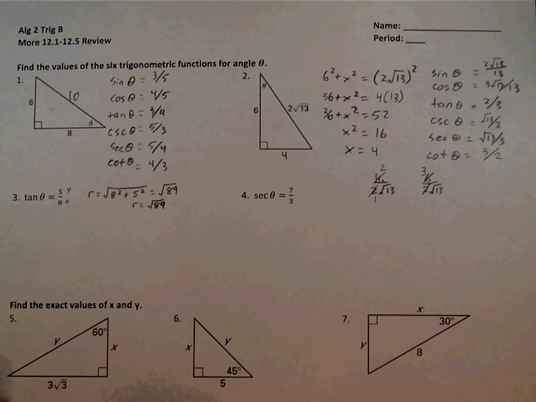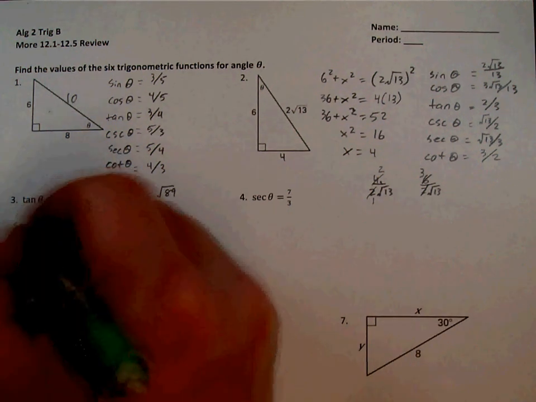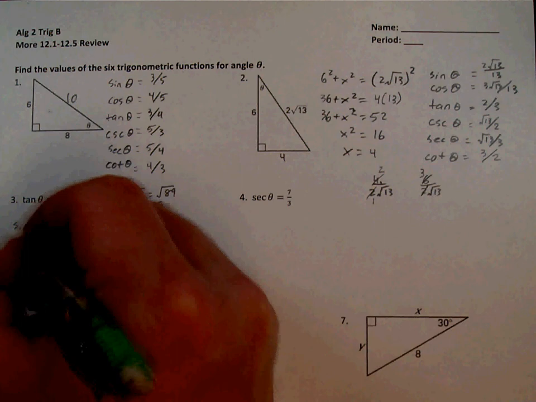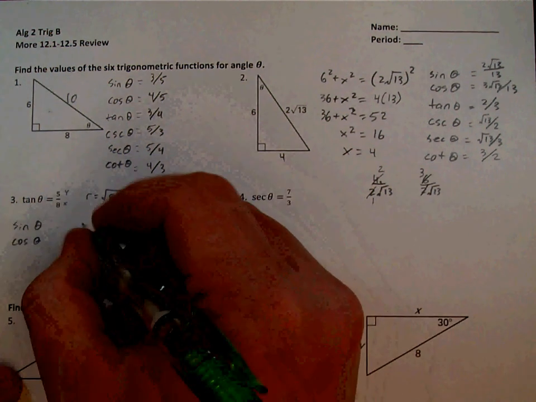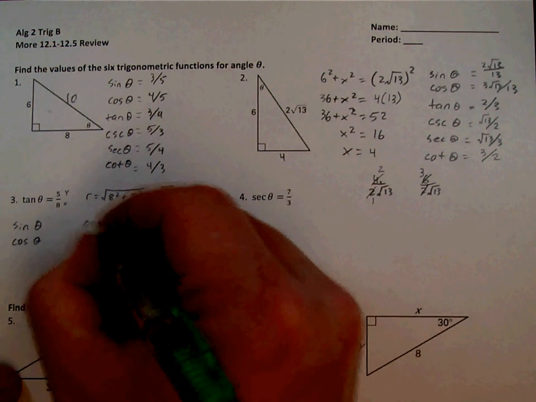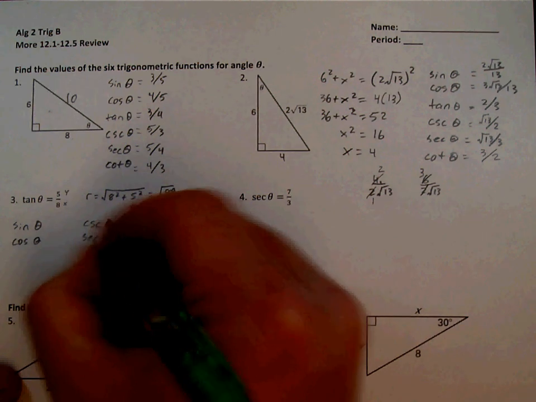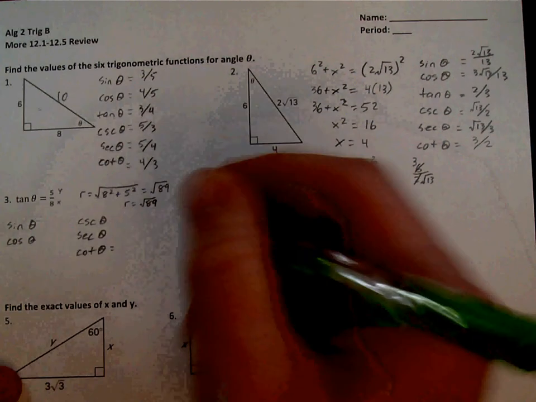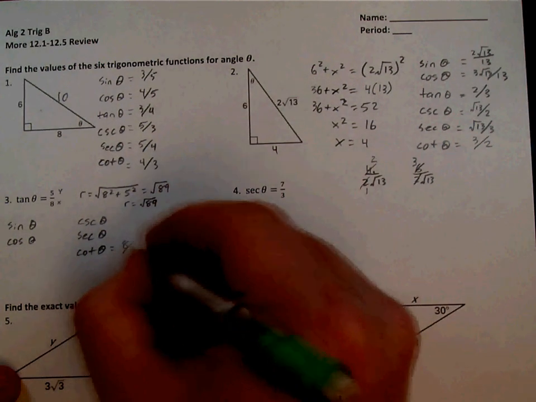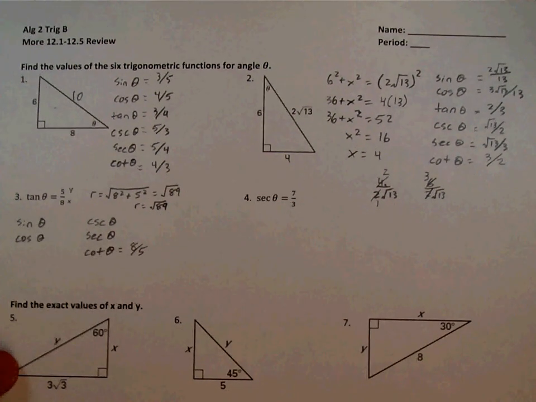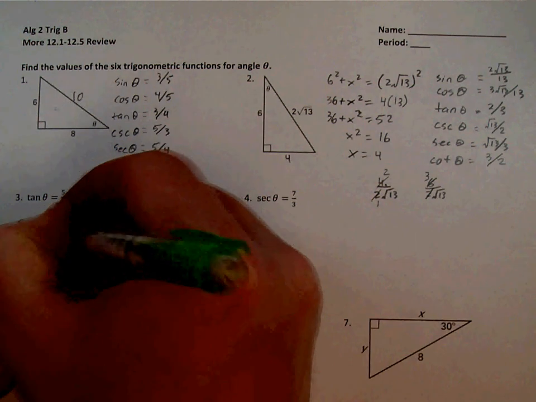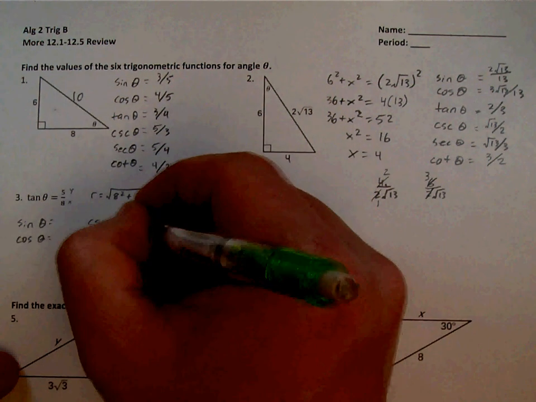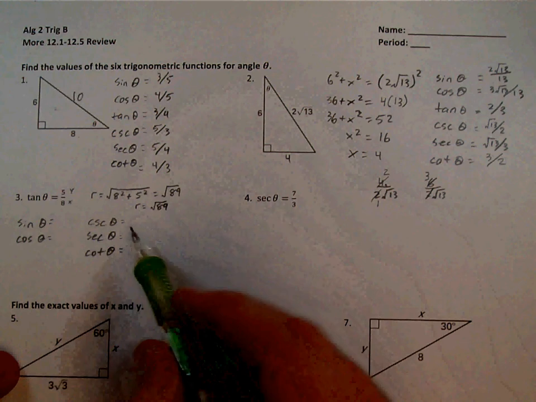And so now I can do my ratios, sine, cosine. Don't need to worry about tangent, I already have that. And then I have cosecant, secant, and cotangent. Cotangent's just the reciprocal of the 5/8 that we were given, so 8/5. Cosecant and secant are going to be easier because I don't have to rationalize those.